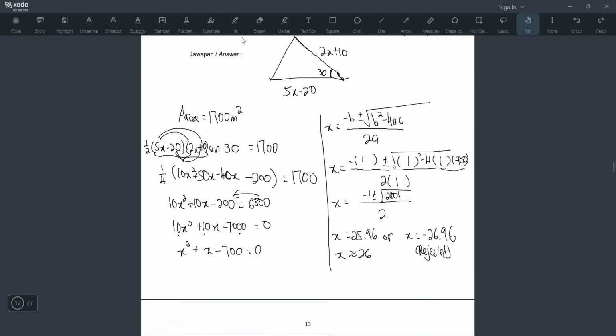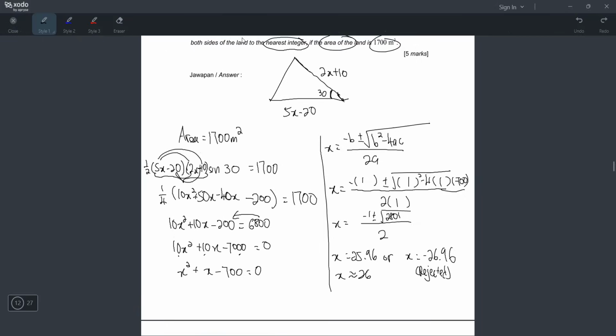Okay, I don't have enough space. So what should I do? Let's just do it here. Okay, I think it's enough. So it will become 2x plus 10 equals, and then another one is 5x minus 20 equals. And then for both I will put 26, right? Actually, you can substitute 25.96 also, right? But after you do that, make sure you round it off.